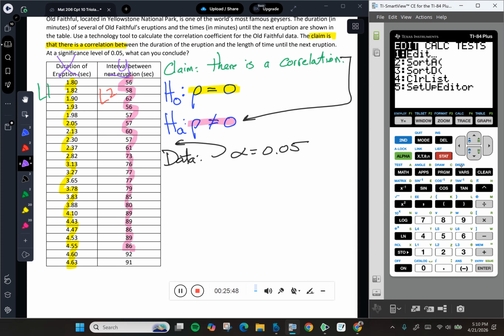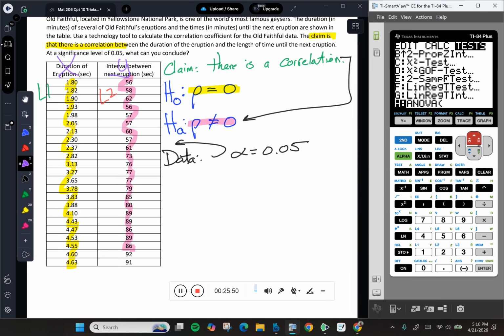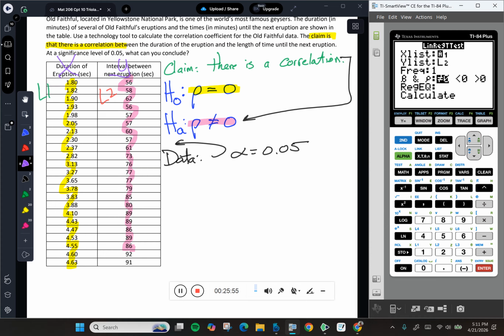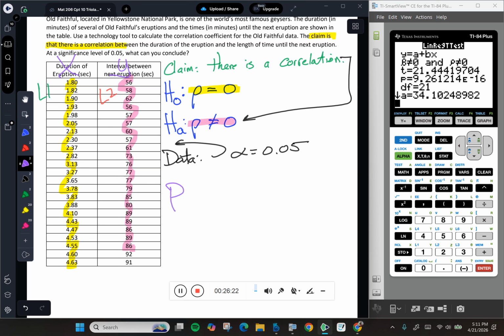So stat, tests, LinRegTTest. X's are in list 1, Y's are in list 2. My alternate hypothesis is going to be not equal to, and I'm going to scroll down. Don't worry about the reg equation. I'm going to scroll down to calculate, press enter, and look at what I'm seeing here. Now, the t is 21. That's the standard test statistic. But I'm caring about my p-value.